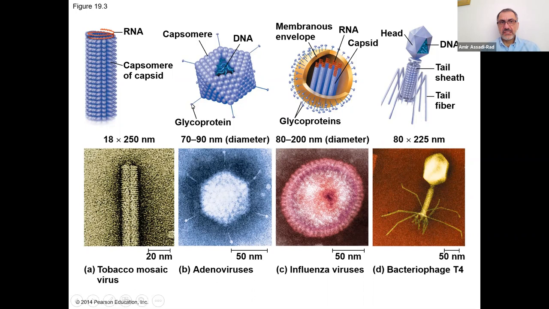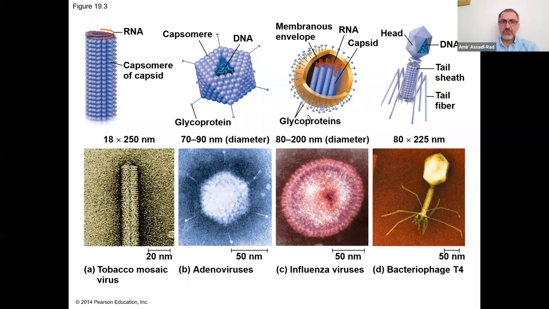This is the glycoprotein strand, the spikes, sometimes they call them. So what is this virus? Is it herpes? Yeah, adenovirus, okay. And then the influenza virus looks like this, and then the bacteriophage, which I will let you know what it is exactly, you guys need to know.